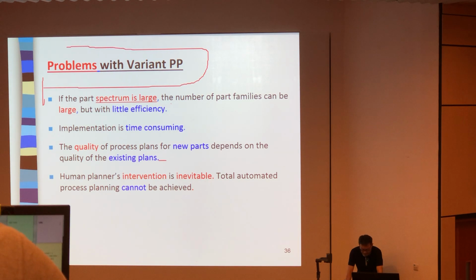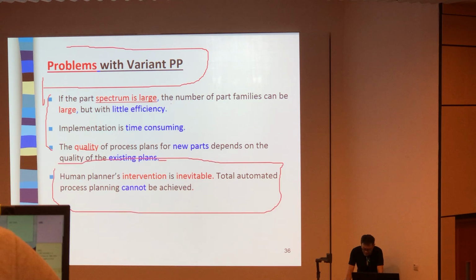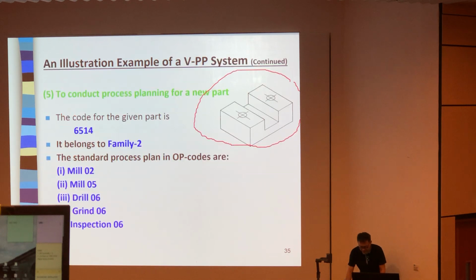But none of these above 3 points are so-called critical. The critical point is this. Okay. Human planners' intervention is inevitable. The last stage.